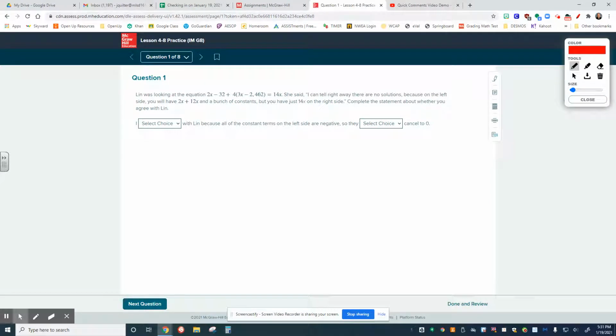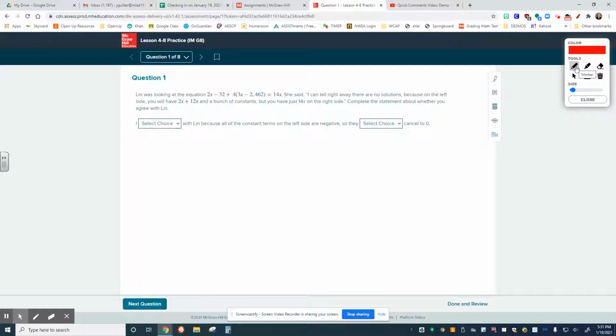Let's get started. Number 1, Lynn is looking at the equation 2 times x minus 32 plus 4 times the difference of 3x and 2,462 is equal to 14x. She says, I can tell right away there are no solutions because on the left side you will have 2 times x plus 12 times x and a bunch of constants, but you have just 14x on the right side. Complete the statement about whether you agree with Lynn.